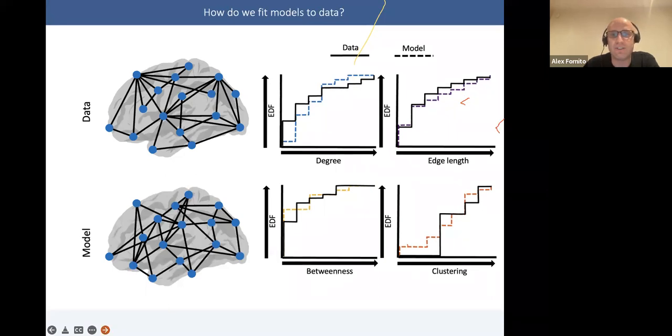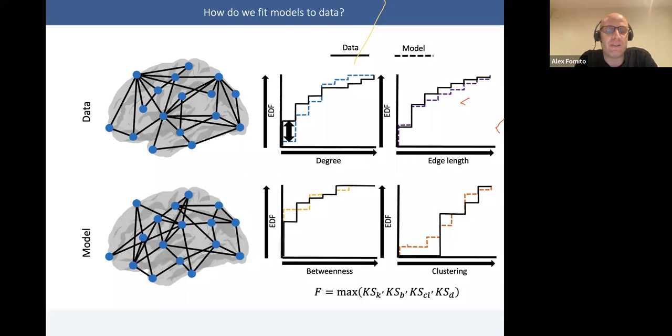And then we can compute the distance between these functions using something like a Kolmogorov-Smirnov statistic. And so we do that for each of these properties, and we take the maximum value across all these properties as our index of model fit. So the idea here is that model fit is determined by the property that the model reproduces most poorly.